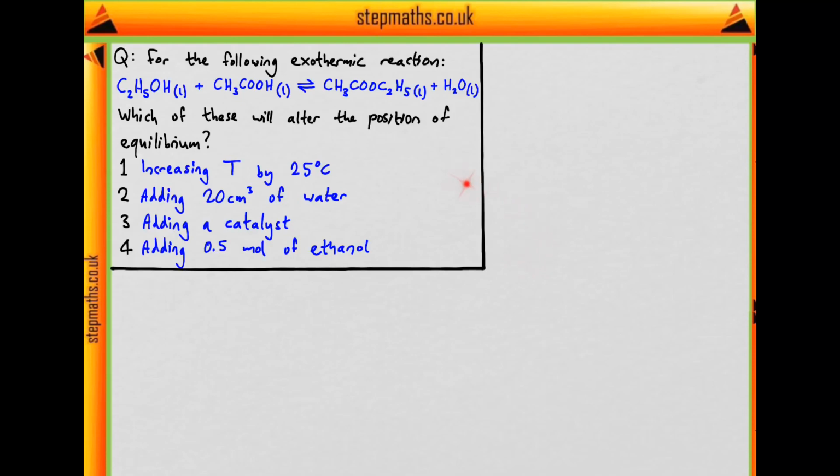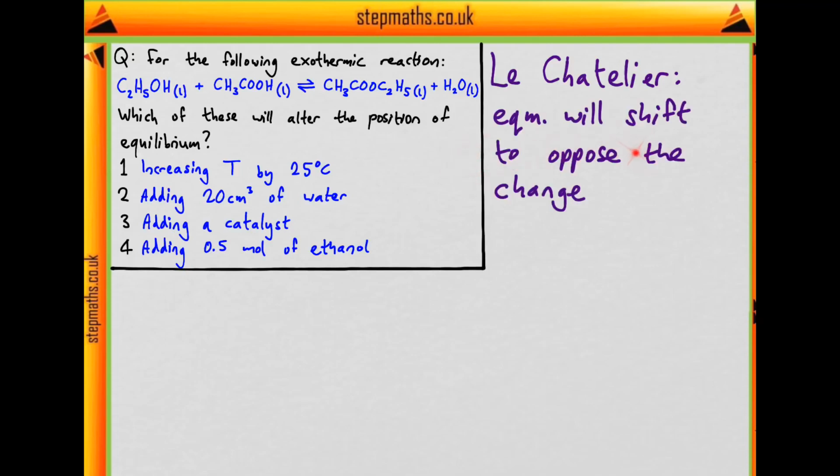So what's the rule of thermodynamics that we need to use here? That'll be Le Chatelier's principle. And what does that tell us about equilibria? That the equilibrium will shift to oppose the change that we impose on it. So for which of these changes do we think we can use Le Chatelier's principle?